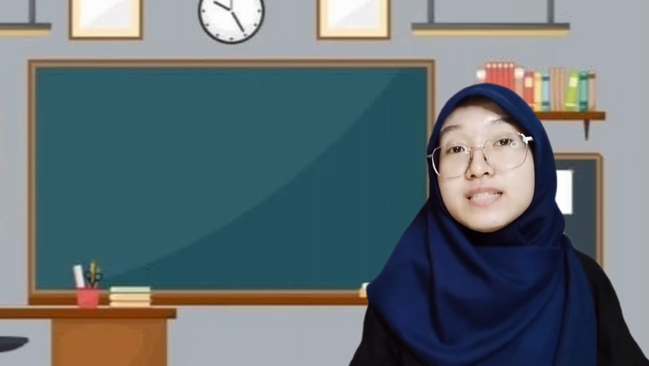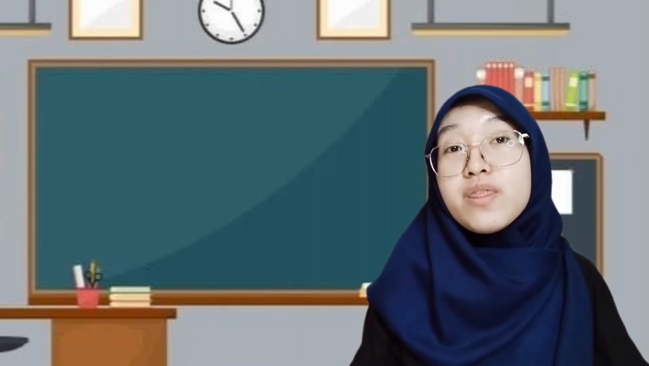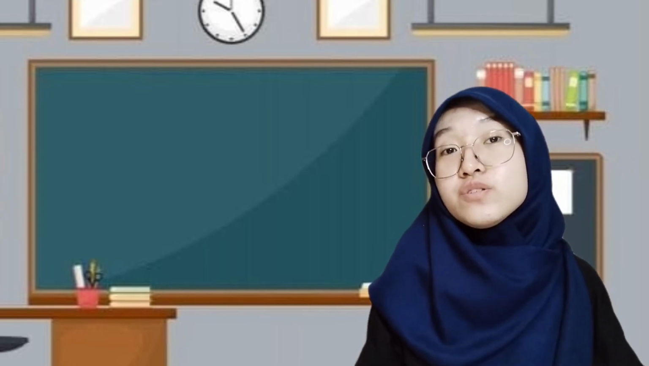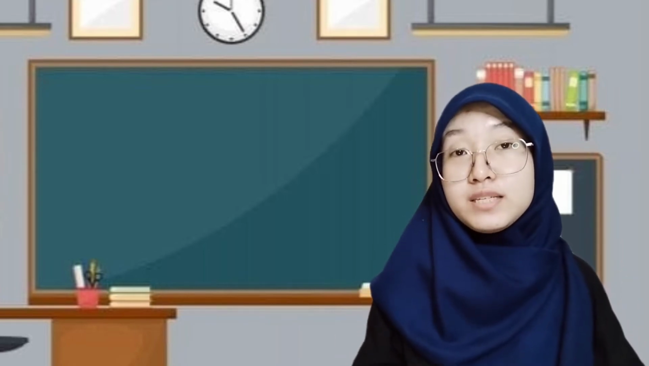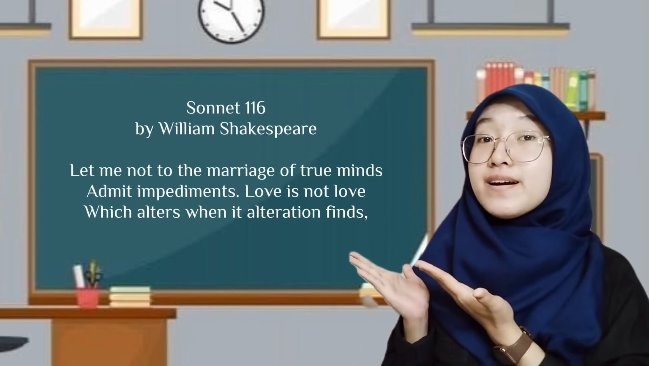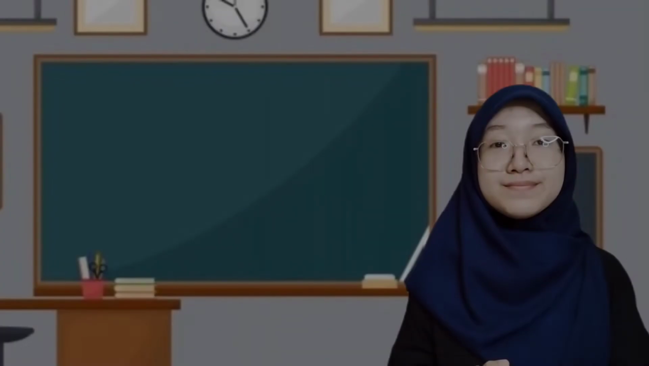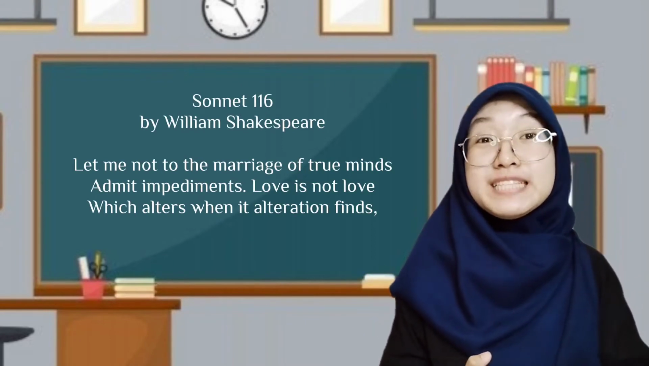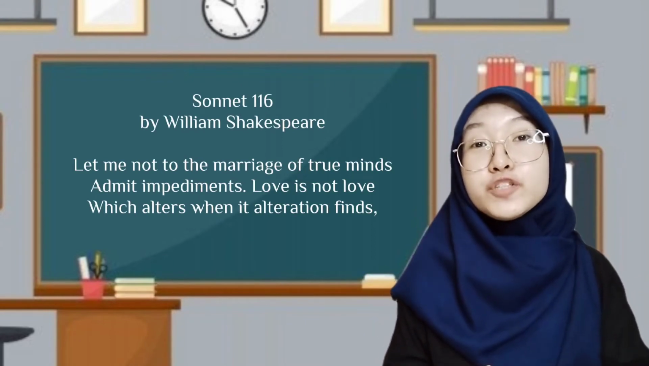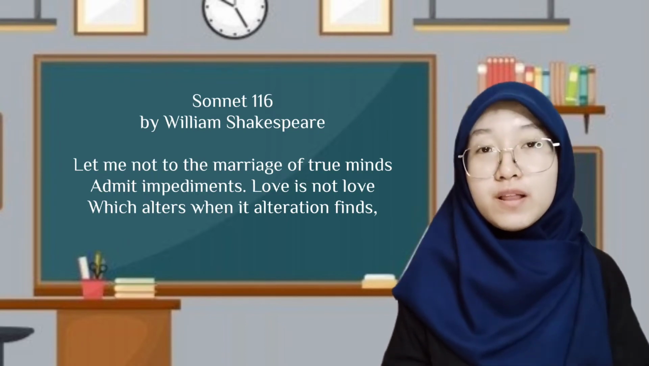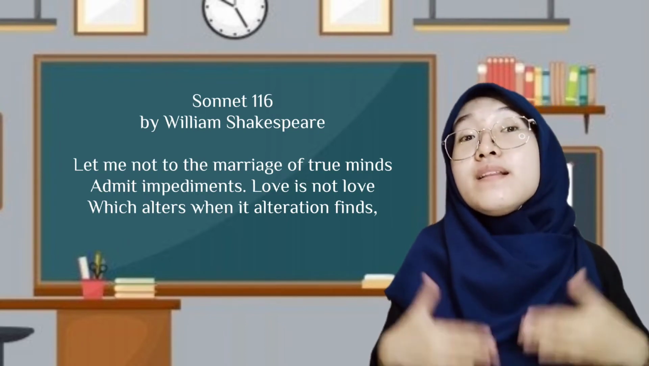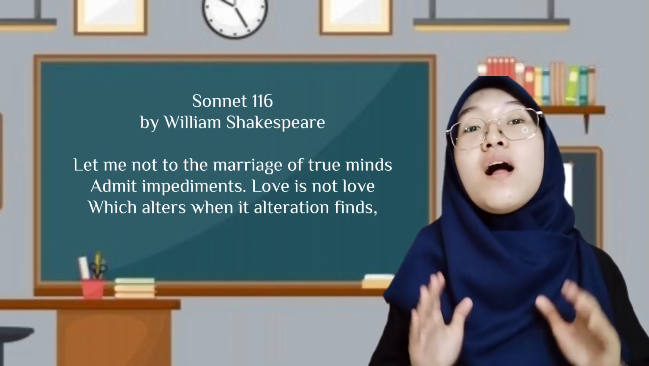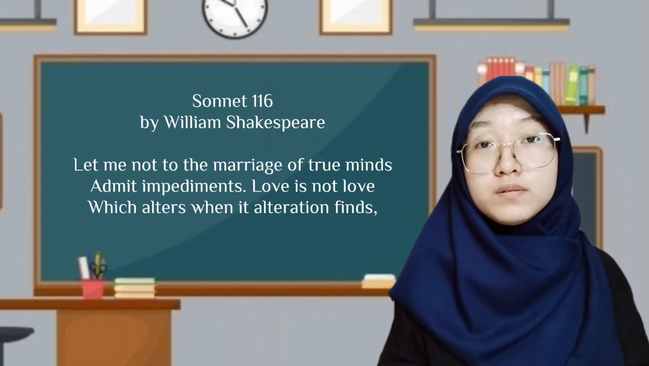So, litotes is a figure of speech that includes a phrase in which a negative word is used to express something positive. Here is the example. He says that he doesn't want to interfere with the marriage of true minds on the first line. He is telling the listener that he supports marriage between like-minded people.